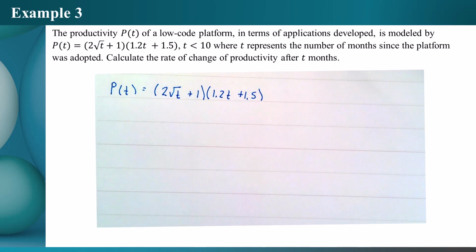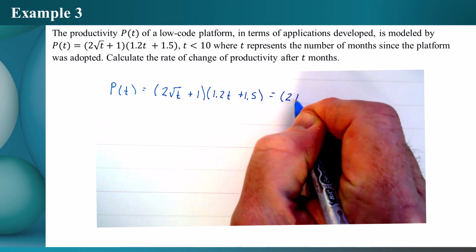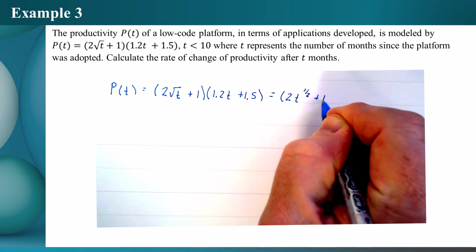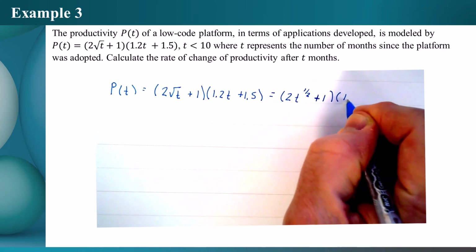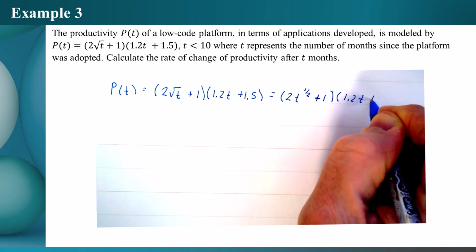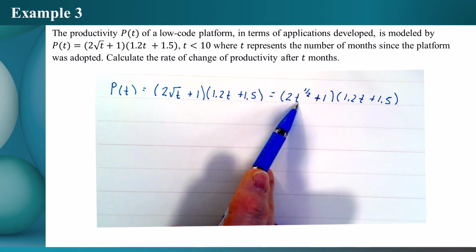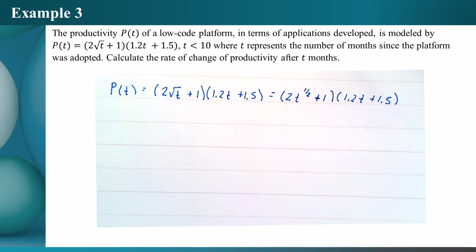What I'm going to do here before we start trying to find that derivative is I'm going to rewrite this original function. I'm going to write this as 2 times t to the 1/2 plus 1, and that's times 1.2t plus 1.5. And that's just because t to the 1/2, I know how to find the derivative of that, whereas if it's written as the square root, then that's a little harder to find the derivative of.